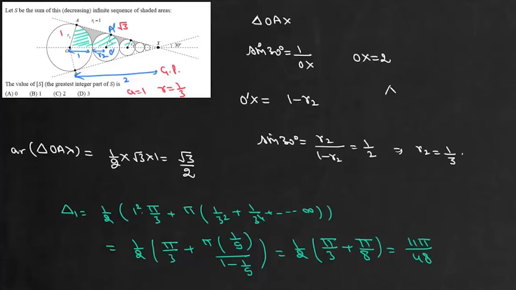Now the area of this shaded region is the area of this triangle minus the area of circles. So this required area will be root 3 by 2 minus 11 pi by 48.